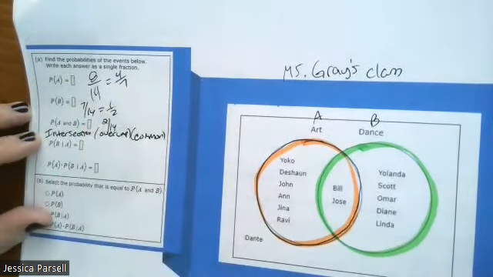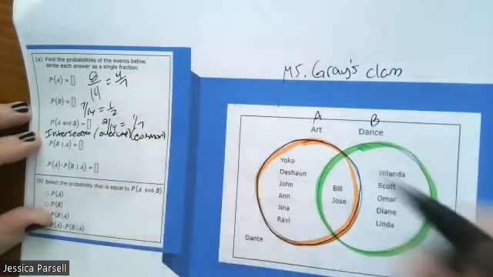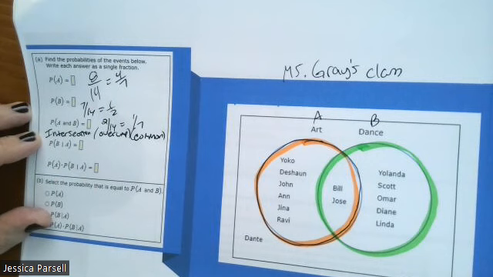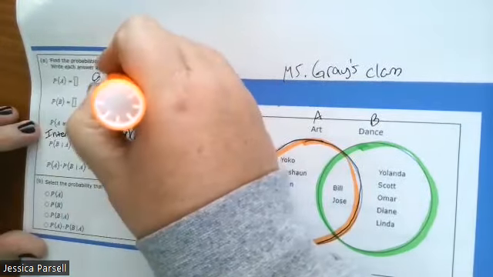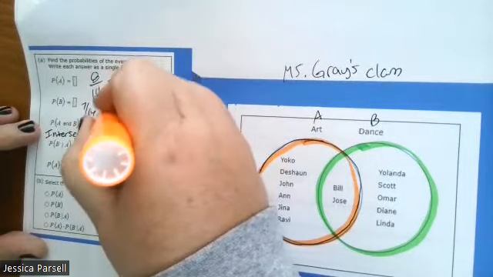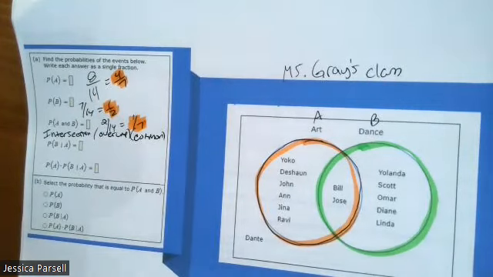Now, 2 over 14 we know can reduce. 2 goes into itself once, 2 goes into 14 7 times. So we got 1 7th there. So the first one is 4 sevenths. Probability of B is a half. Probability of A and B is a 7th. Okay.